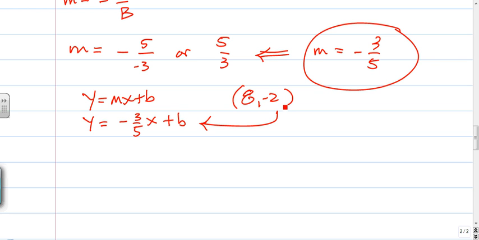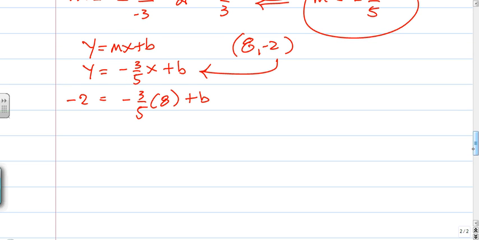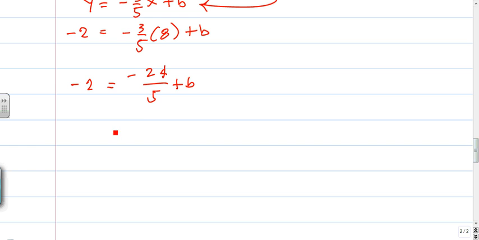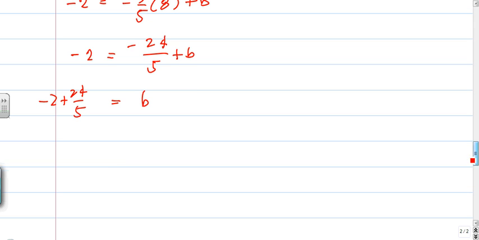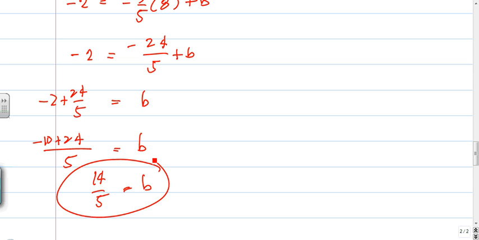So in this case, what is my y? My y is negative 2, and my x is 8. So you have negative 3/5 times 8 plus b. This now becomes negative 2 equals negative 24 over 5 plus b, or b equals negative 2 plus 24 over 5, which is equal to what? LCD is 5. This becomes negative 10 plus 24. b is equal to 14 over 5. That is now my y-intercept.